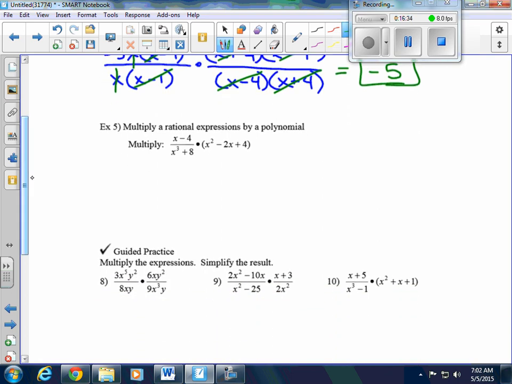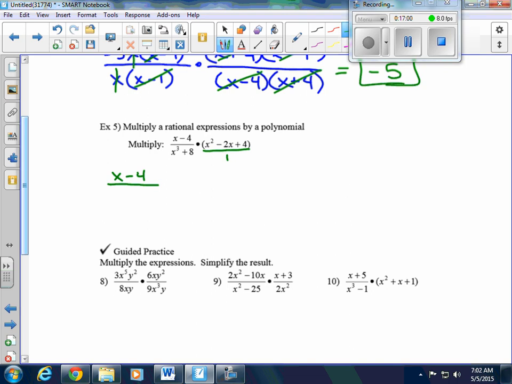All right, example 5, we're going to do the same thing. Now, if you see a problem like this polynomial, you can always write it as over 1. That way you know that that's in the numerator, your 1's in the denominator. So once again, we have to simplify it first. So let's go x minus 4. Okay, so we're going to start by factoring it. Now, if you notice here, this is the sum of cubes.